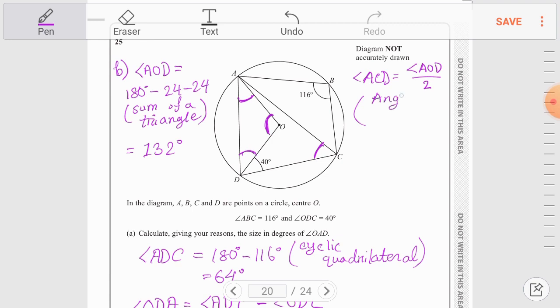Angle at the center, and if you divide 132 degrees by 2, you get 66 degrees. So angle ACD is 66 degrees. I hope part B was clear also. This ends question number 28.